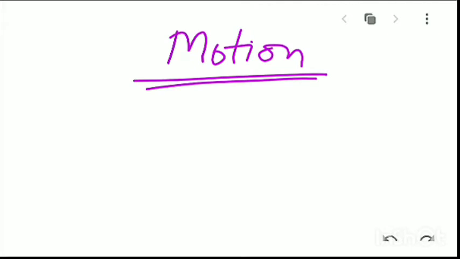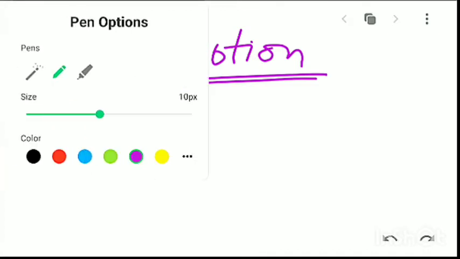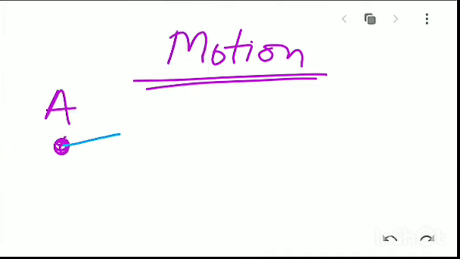Now our chapter is on the topic of motion in one dimension. So previously we learned what is dimension. Now we will learn about the motion in that dimension. Now if an object starts from point A, and if it is in motion, then it is bound to move from its location like this in any of the directions. And after it starts moving like this, what will happen?